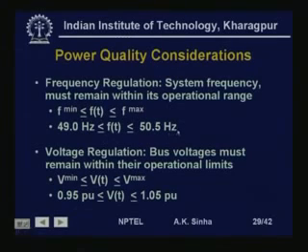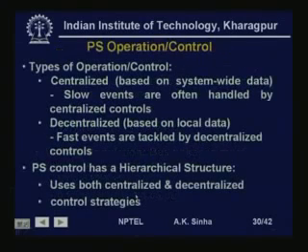As we have talked earlier, frequency is a very important parameter. In India, we are trying to maintain the frequency within a range of 49 hertz to 50.5 hertz. Another aspect for quality is the voltage, and we generally try to maintain the voltage within the range of 0.95 per unit to 1.05 per unit. So, this is the goal of the operation and control of power system.